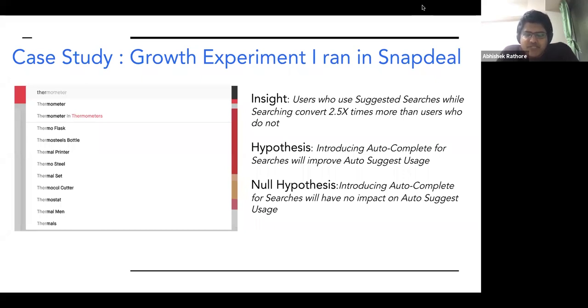So our hypothesis was that introducing autocomplete for searches will improve auto-suggest usage. And then our null hypothesis: introducing autocomplete for searches will have no impact on auto-suggest usage. Now, what is this null hypothesis?